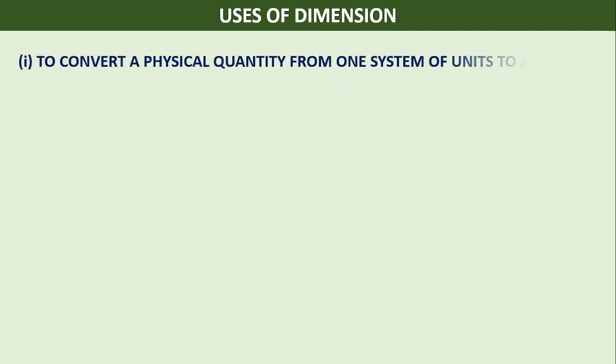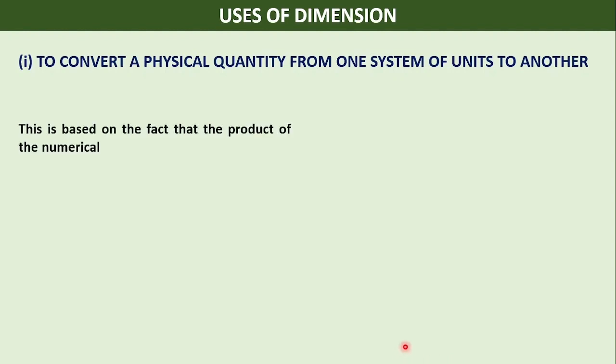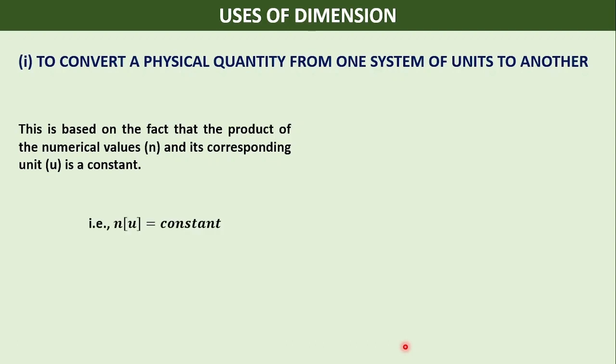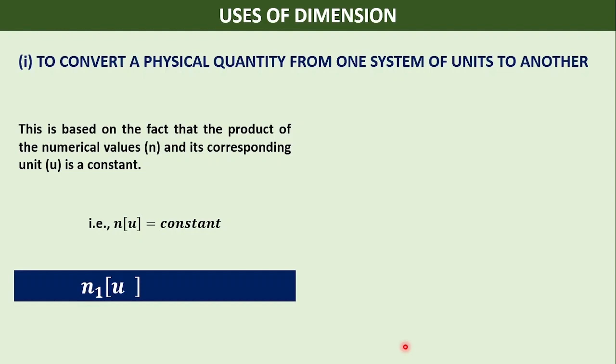First one, to convert a physical quantity from one system of units to another system of unit. This is based on the fact that the product of the numerical value n and its corresponding unit u is constant. That is, nu equals constant. n1 u1 equals n2 u2. n1 u1 is the first system of unit. n2 u2 is the second system of unit.